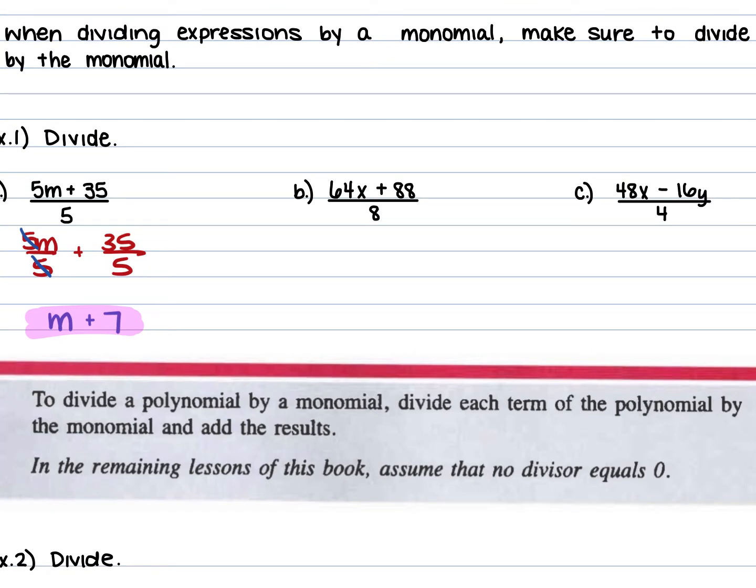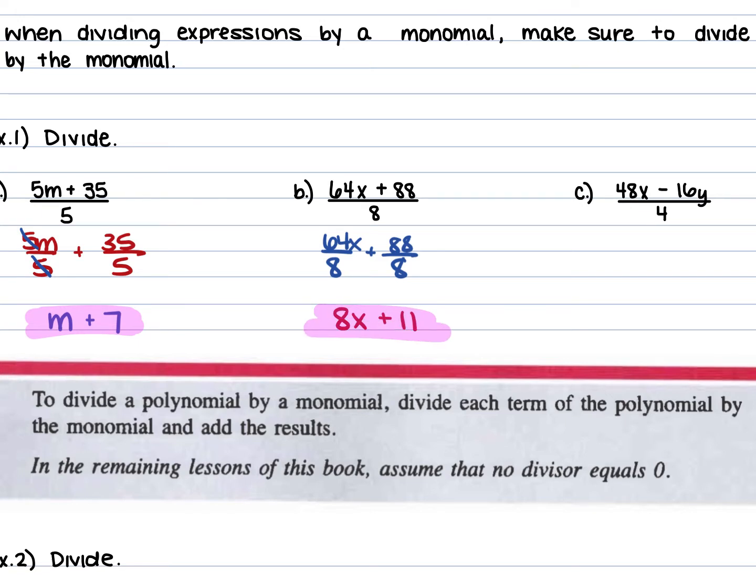For example B, we have 64x plus 88 all over 8. So again, we're going to do the 64x divided by 8 as well as the 88 divided by 8. 64x divided by 8 gives us 8x, and 88 divided by 8 gives us 11. So 8x plus 11.